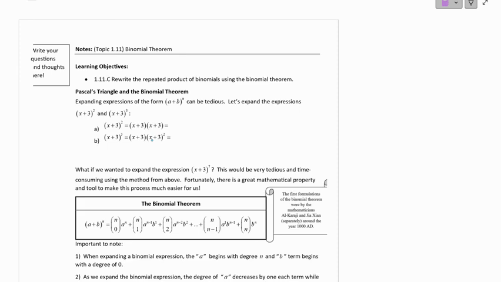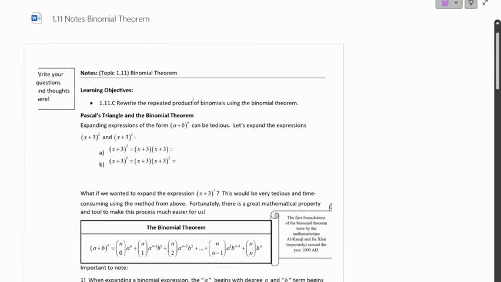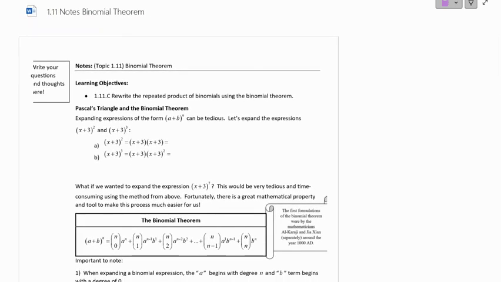So we use binomial theorem when we have binomials raised to powers. If I gave you x plus 3 squared, you'd hopefully remember that you'd rewrite it as x plus 3 times x plus 3, and you do your double distribution and end up getting x squared plus 3x plus 3x plus 9, so x squared plus 6x plus 9, right? And you've done that since algebra 1, right?